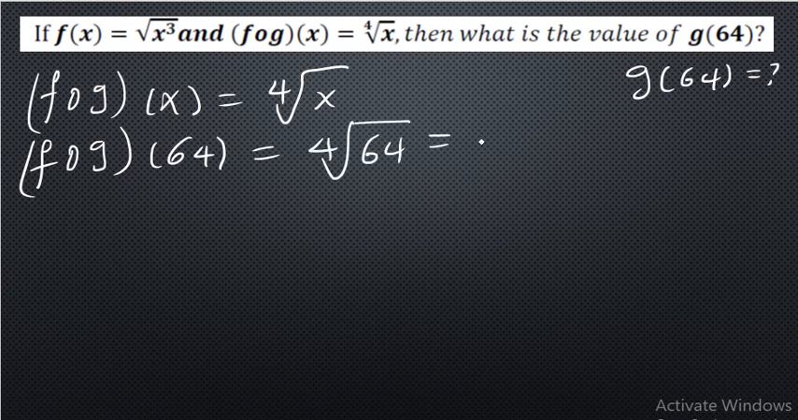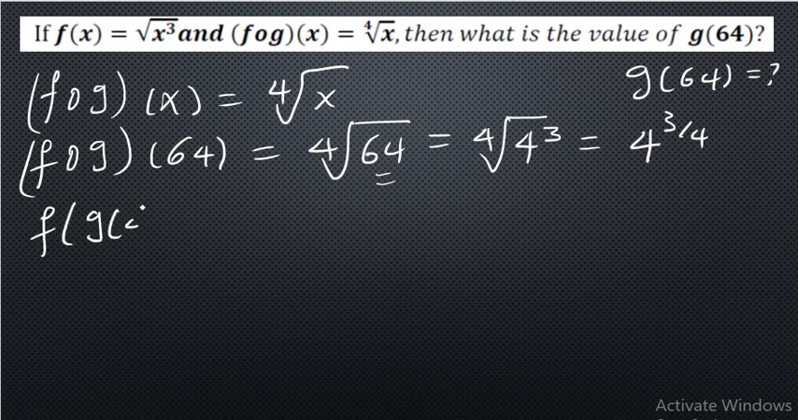The 4th root of 64 is the same as the 4th root of 4 to the power of 4... 4 cubed, or I can write it as 4 to the power of 3 over 4, or 8 squared, as you like, or 2 to the power of 6, you can write it in the form of 64. But this function, we can write it in composite form: f of g of 64 is equal to the 4th root of 64.